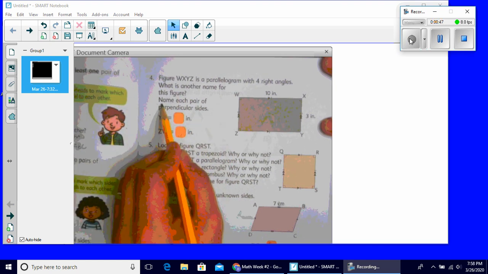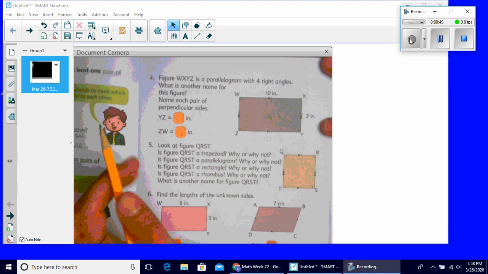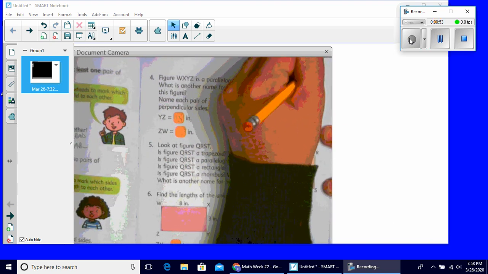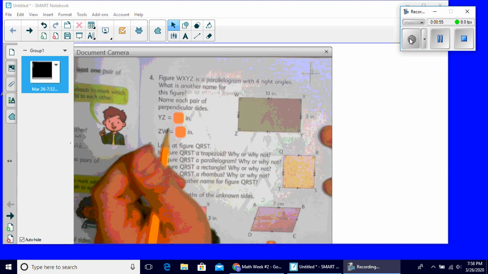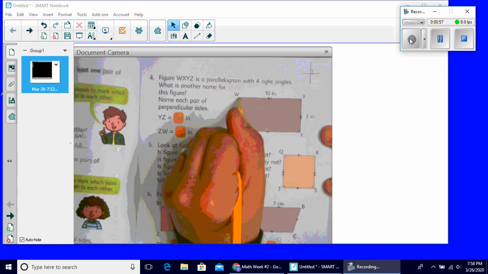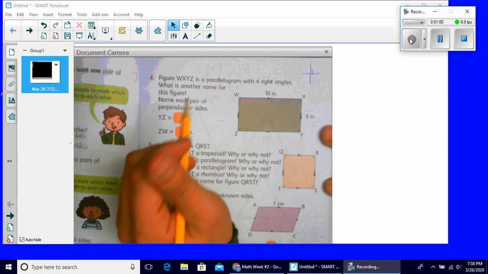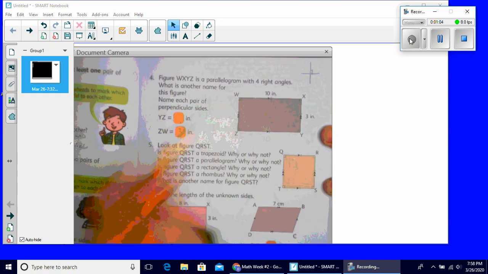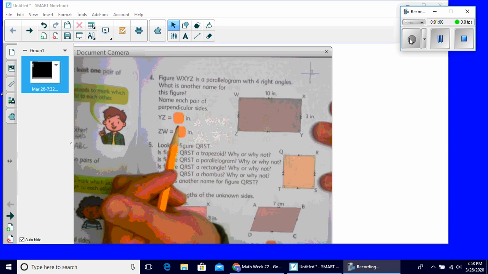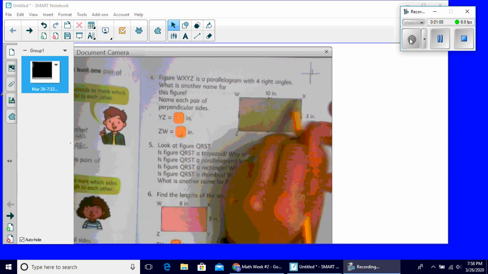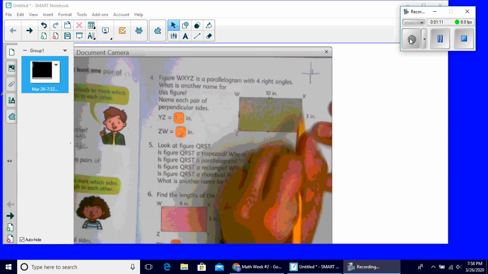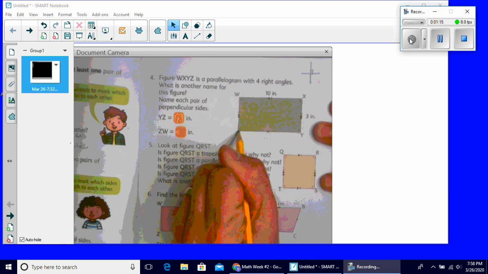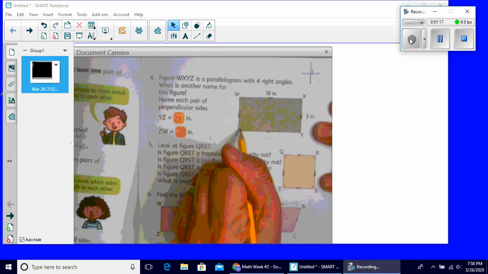So, name each pair of perpendicular lines it's asking us. You'll remember from last week, perpendicular lines are lines that cross or intersect and create right angles. So, line WX and line WZ create a right angle. Lines WX and XY create a right angle. Lines XY and YZ create a right angle. Lines YZ and line ZW create a right angle.